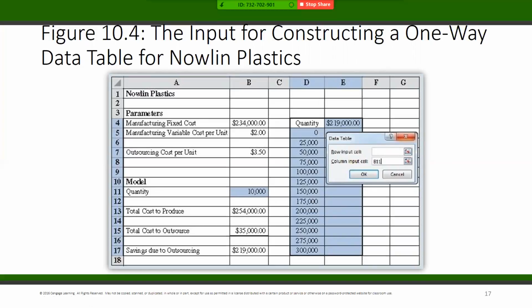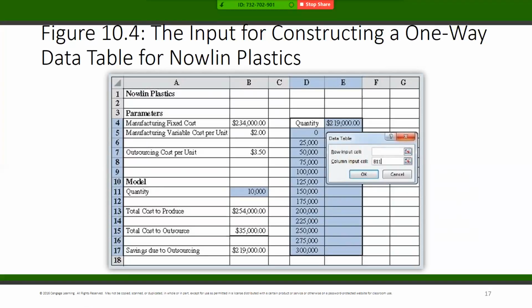All right, so for the basic structure, once that's in place like we have here, we're going to invoke the data table tool using the following steps. We're going to select D4 all the way up to E17. Then we're going to click the Data tab in our Excel ribbon. Then we click What-If Analysis in the Data Tools group and select Data Table.